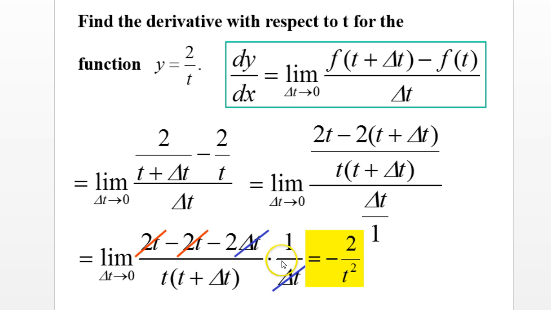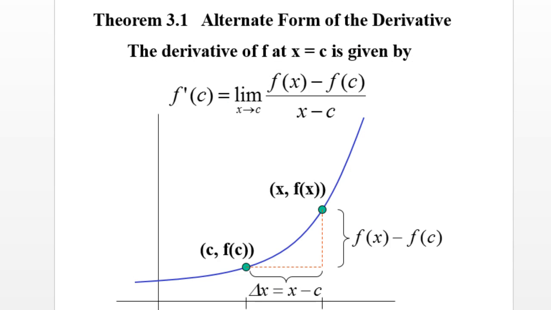Okay? So these two will cancel out to 0. All I'm left with is negative 2 delta t, and the delta t's will cancel out. So I'm left with negative 2 on top, and I'm left with t times t plus delta t. Well, delta t is approaching 0, so this is like t times t plus 0. So that's t times t, which is t squared. And there we go. And so that's negative 2 over t squared. So that's really interesting. I went from positive to negative. I haven't done that before.